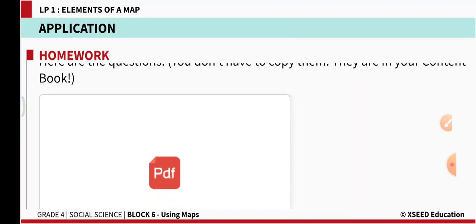So we have learned so many things. We answered the workbook, we also answered the content book. If you did not complete anything, complete it.